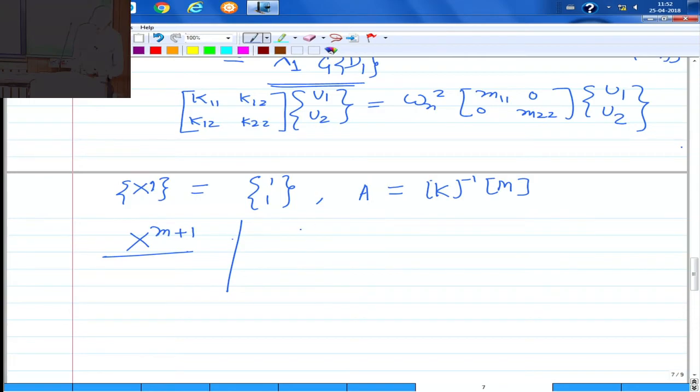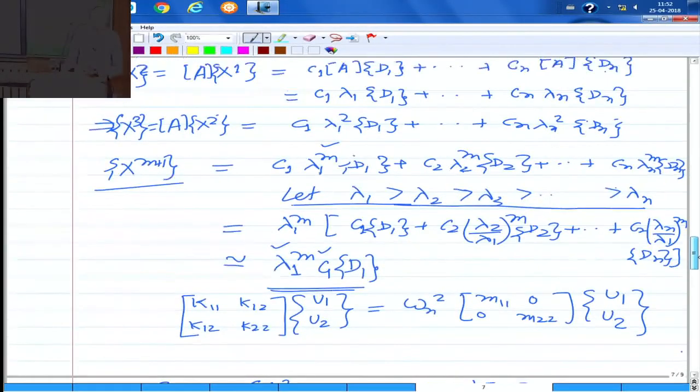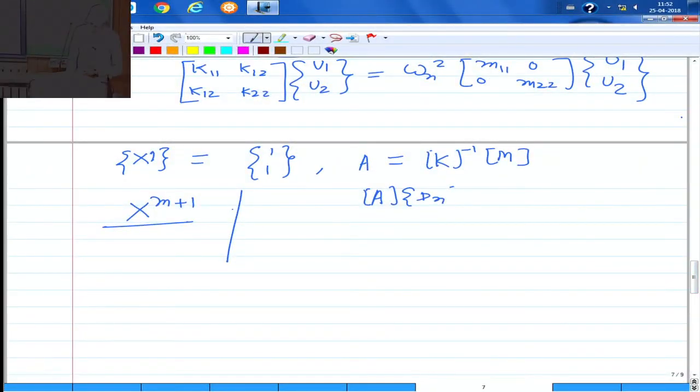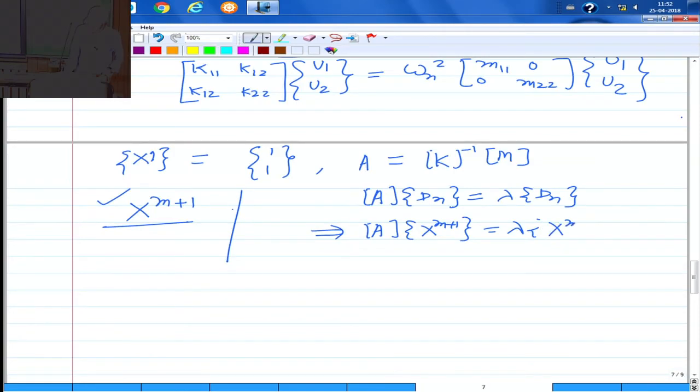To calculate the lambda, because our eigenvalue problem is A into dn, so we have A into dn is equal to lambda into dn. Now this dn we are approximating by x m plus 1. So you replace dn by x m plus 1, and you will write this as A into x m plus 1 is equal to lambda x m plus 1. Then it is going to give you the corresponding eigenvector.